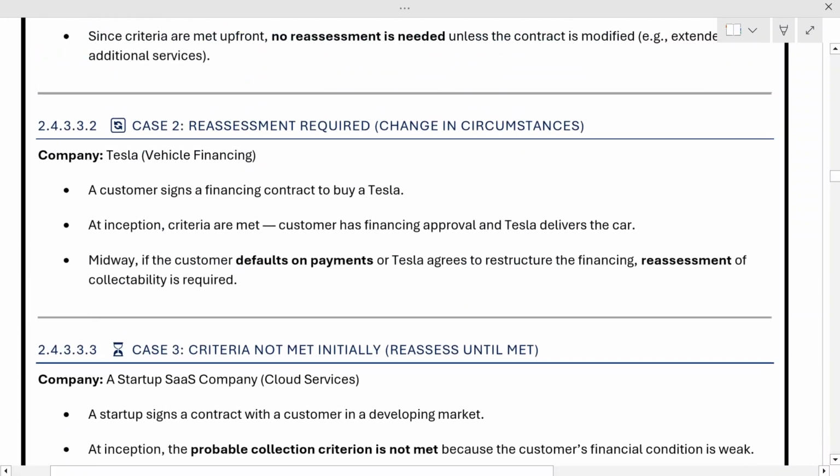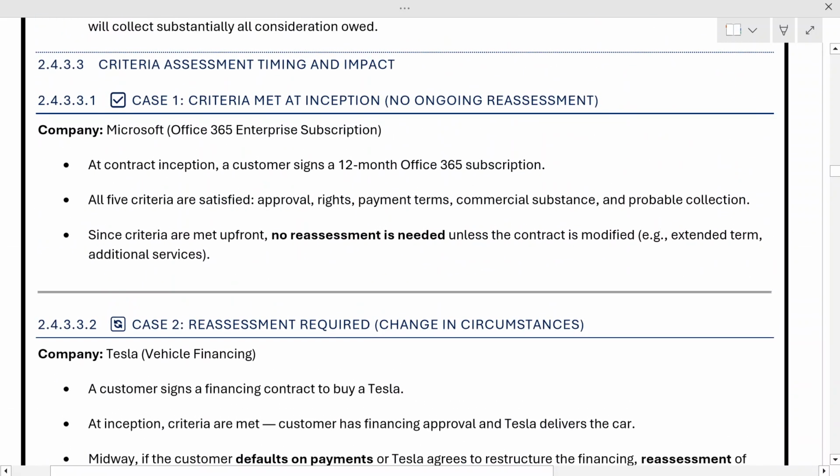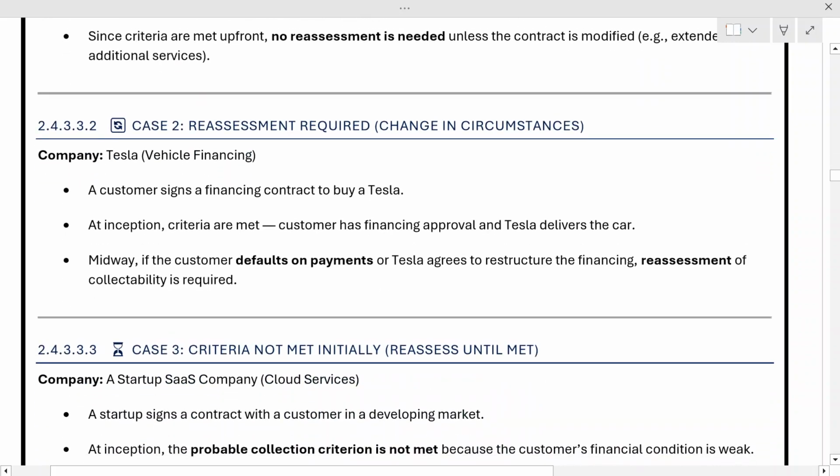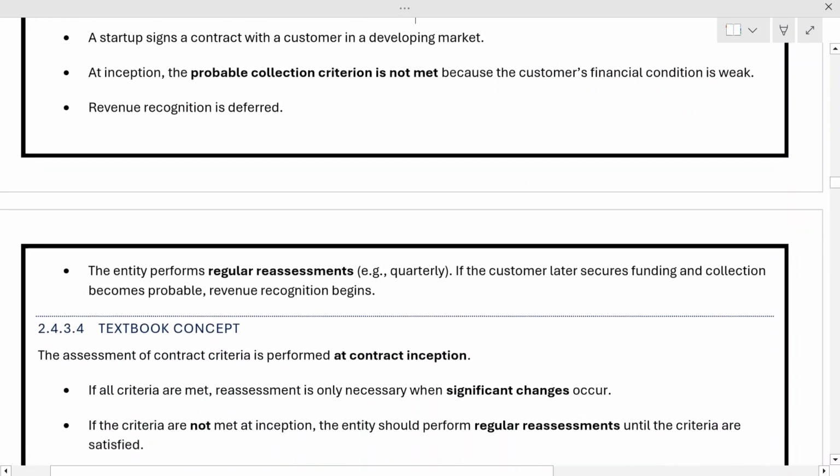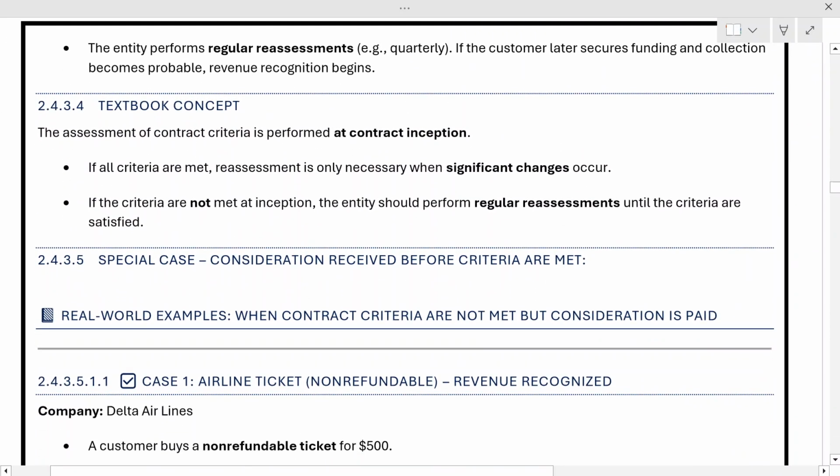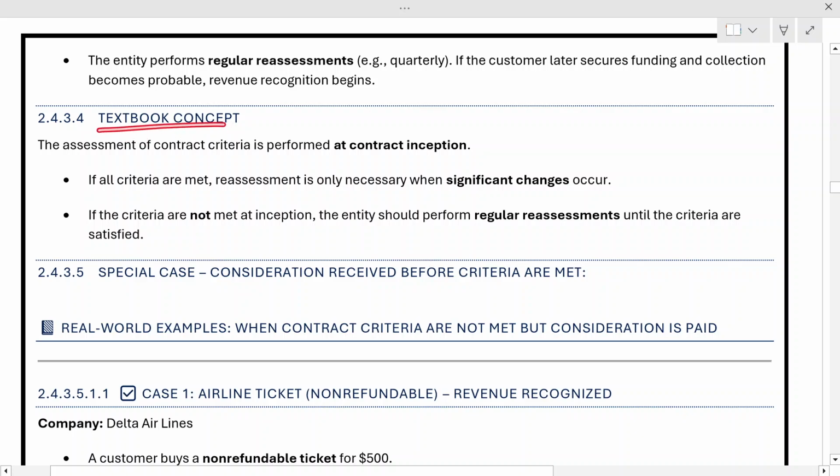So effectively there are 3 different situations, and the important question to ask here is when. First, if the inception criteria are met, you are okay. If the inception criteria are not met, then you need to reassess every time, and after inception, reassessment is required if there are changes in circumstances. Based upon that, the textbook definition is given here.